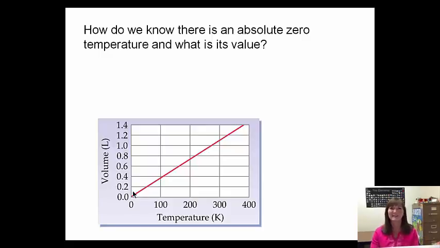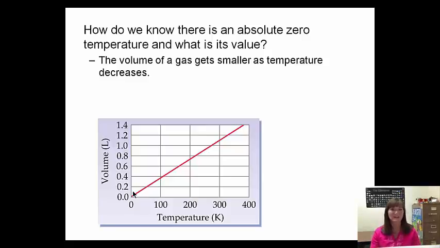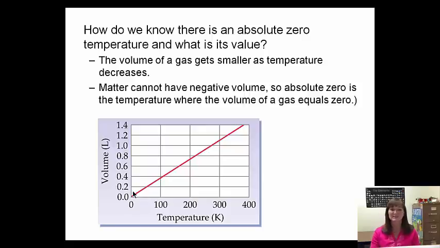And is that possible? I mean, for a gas you can compress it down pretty small, but will you ever get to where you have a 0 volume? No. So the volume of a gas gets smaller as the temperature decreases. Matter cannot have a negative volume, so absolute zero is the temperature where the volume of the gas equals 0. So the question up here, what is the value of absolute zero? Well, that would be 0 Kelvin. So go ahead and write in here absolute zero equals 0 K.